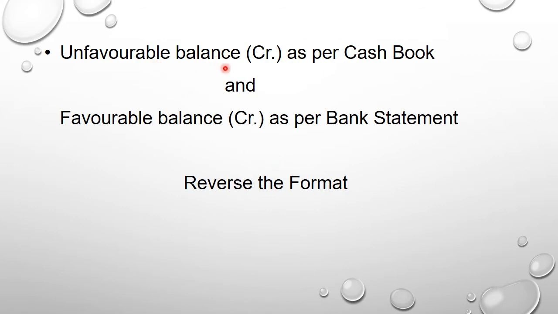Next is unfavorable balance as per cash book. So when the balance as per cash book is unfavorable, already we have seen the format for favorable balance. So here what we have to do, we have to reverse the format. So whatever we added there, we have to less. Whatever we have less over there, that is we have subtracted, we have to add here. And favorable balance as per bank statement. So when it's favorable balance as per bank statement also, we have to reverse the format.